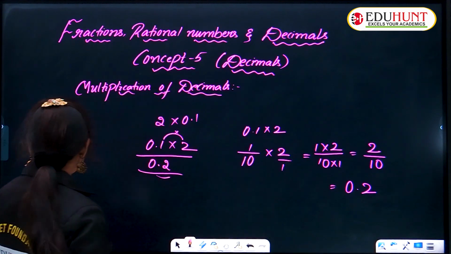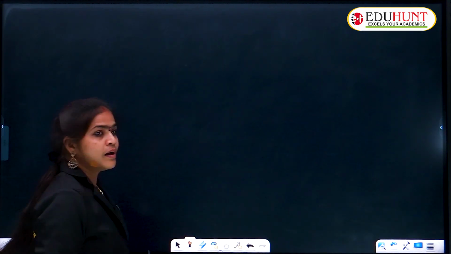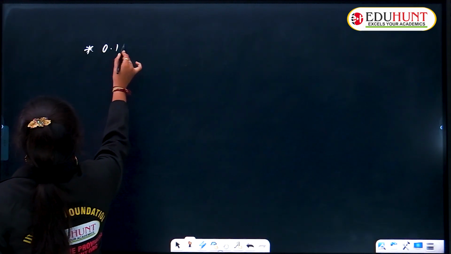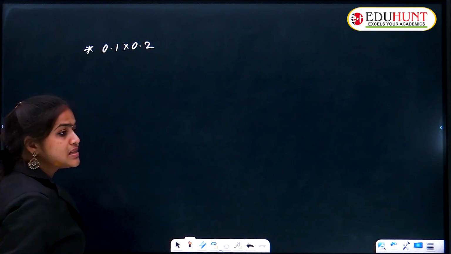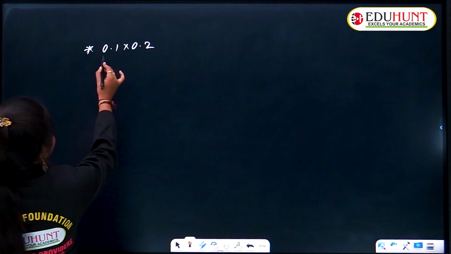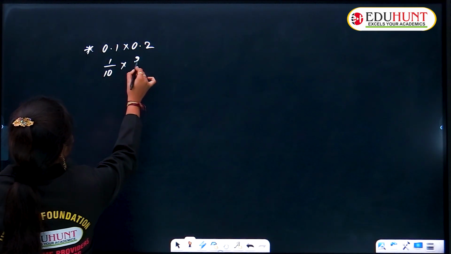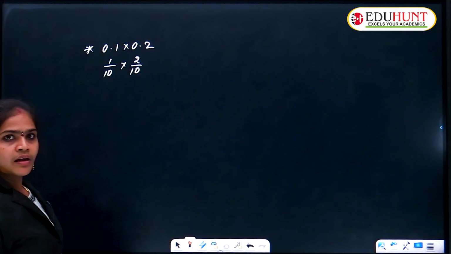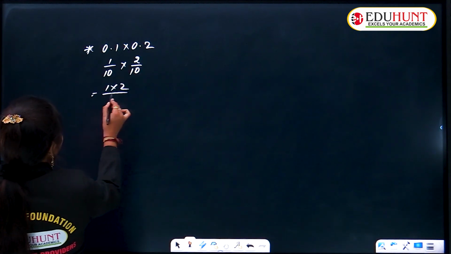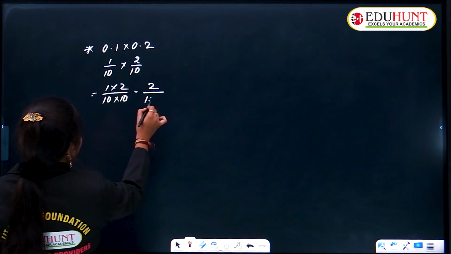Okay. Next, multiplication of a decimal by a decimal. 0.1 into 0.2. By converting into fractions, 0.1 we can write as 1 by 10 and 0.2 we can write as 2 by 10. After that the process is the same. Now what is that? 1 into 2 by 10 into 10. 1 two's are 2, 10 tens are 100.